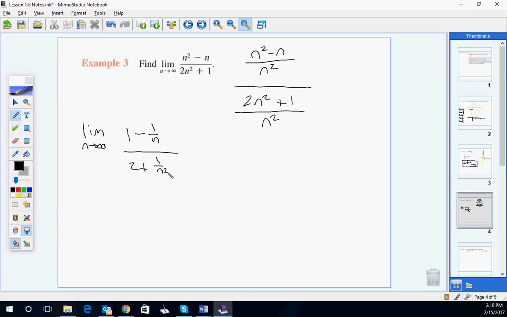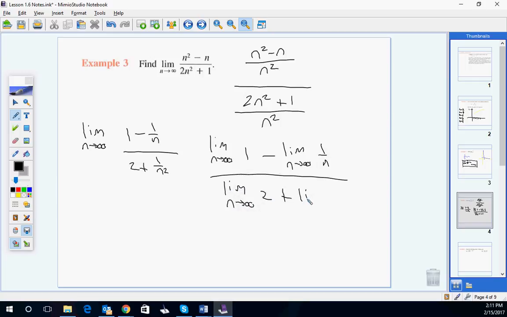Now, I'm going to use the limit properties. By limit properties, we technically can do this. Limit as n goes to infinity of 1 minus limit as n goes to infinity of 1 over n, all over limit of 2. I'm just writing, it's redundant. I know you think I'm writing a really long problem. I'm just rewriting what we just had with limits in front of each.